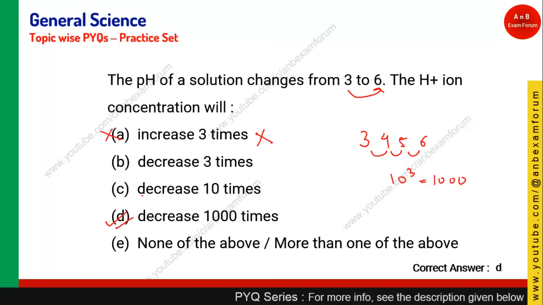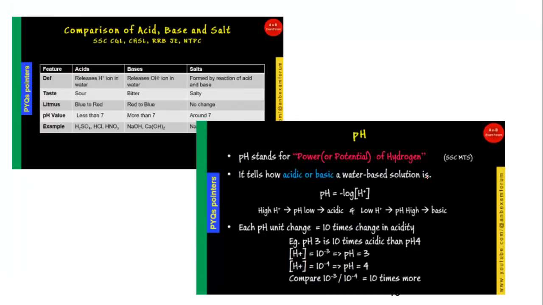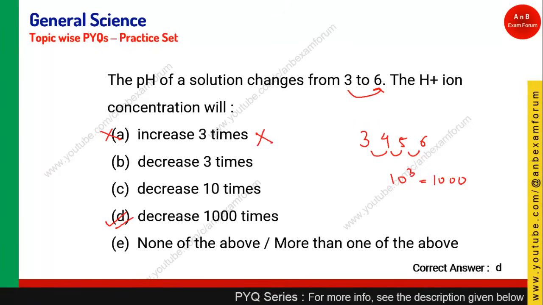Got it? We have seen in the first slide itself why, when you move from one unit to another, the change is 10 times. You can go back and go through it. Each pH unit change corresponds to a 10 times change in acidity. Here we have moved 1, 2, 3 units, so it becomes 1000 times, and since it is moving toward basic, it will decrease 1000 times.